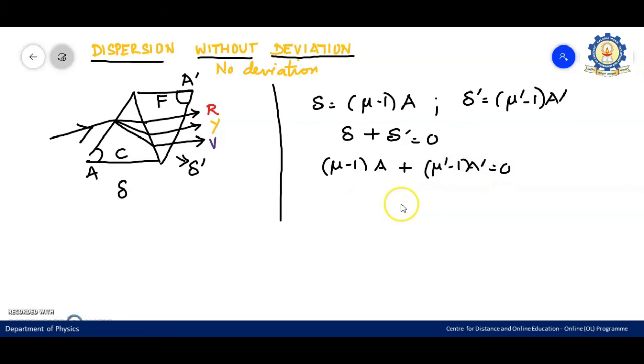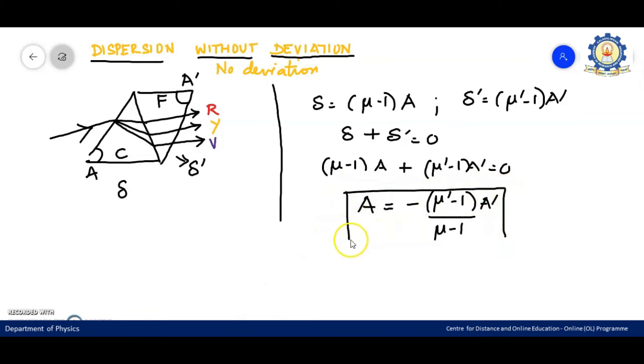Now let us modify the expression and get an expression for the angle of the prism, which is equal to A. You get a negative sign: mu prime minus 1 into A prime, divided by mu minus 1. So hope this equation is very clear. We have made a simple modification of rearranging the expression. We have got the equation for A and A prime. Here the negative sign indicates that the prisms are placed in opposite directions.